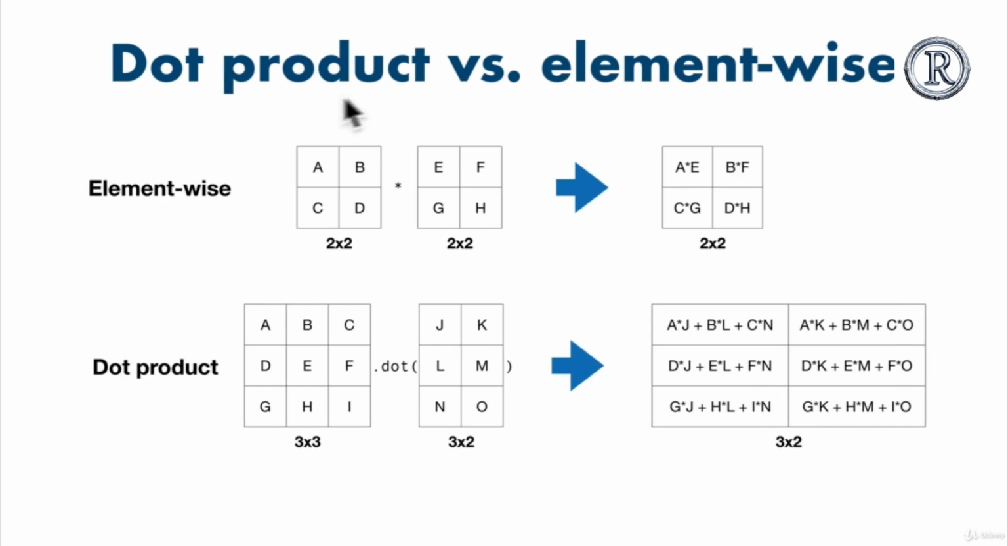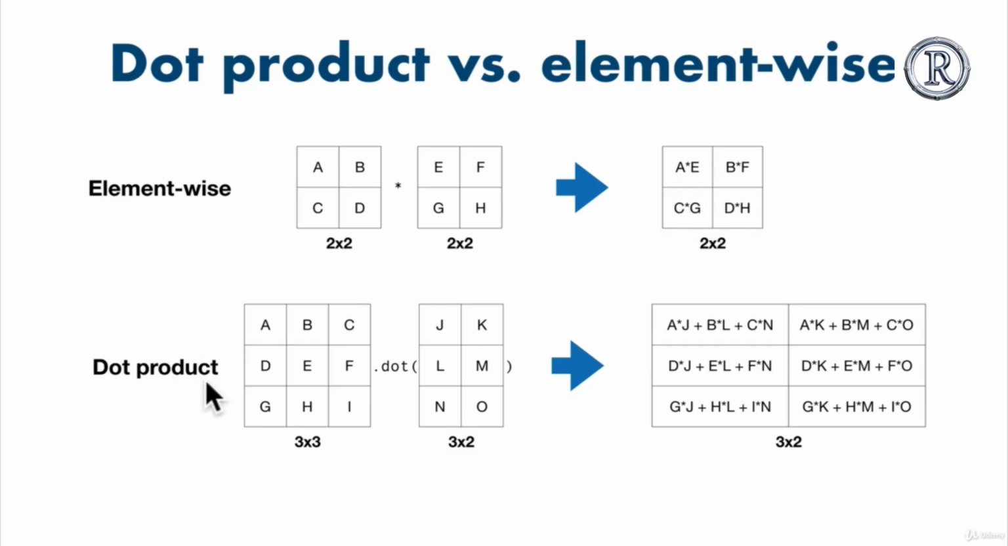Well, the difference between dot product and element-wise. So we've seen element-wise before. It's relatively simple. We've got A times E goes into this top left square. A times F, oh no, sorry, B times F. I just said it's simple and here I am messing it up. B times F. But if we kept going through that, we'd eventually end up with this matrix.